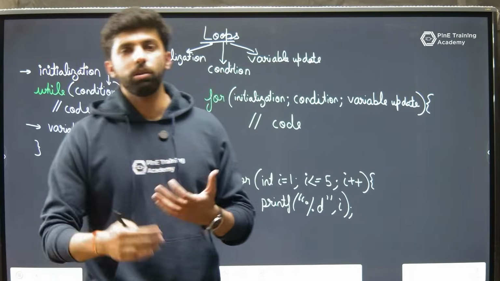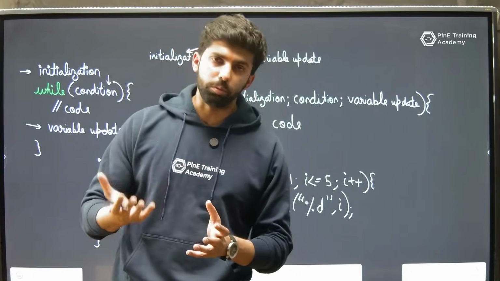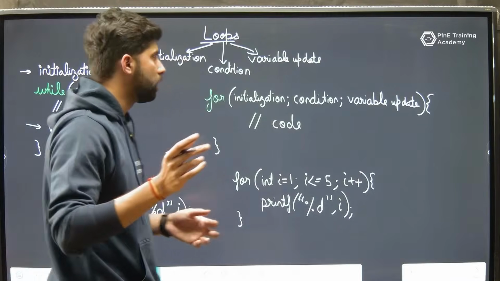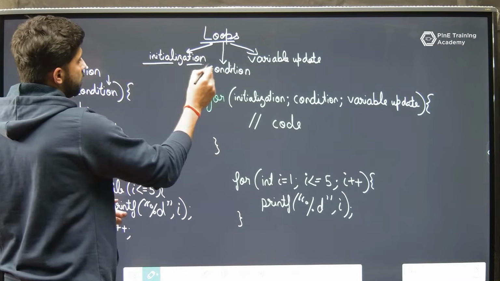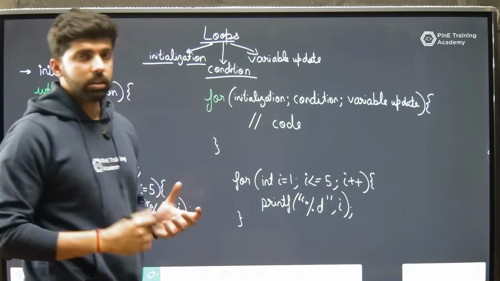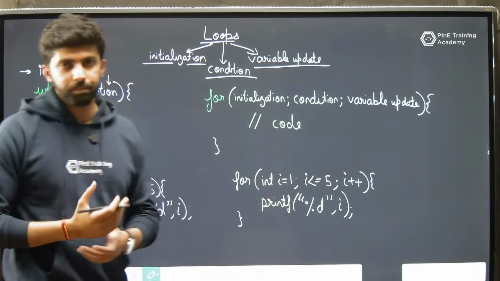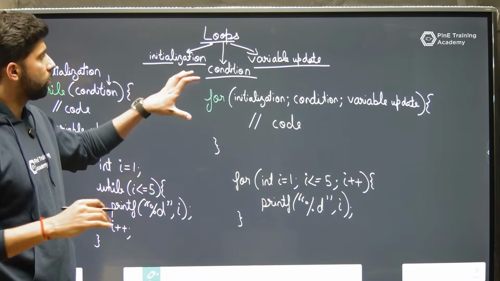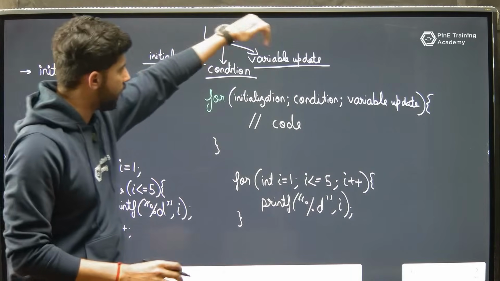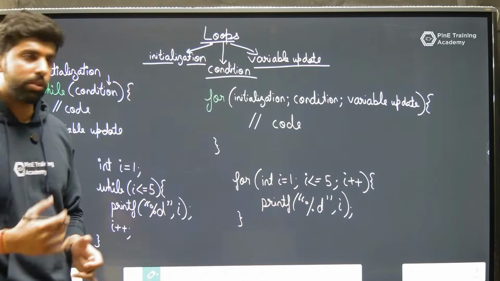When you have to do repetitive tasks, when you have to repeat something multiple times, you can use loops. To write a successful loop, you need to have three things. First, initialization, next, condition, and next, variable update. So to write a successful loop, you need to focus on initialization, condition, and variable update. These three things are the components of a loop.